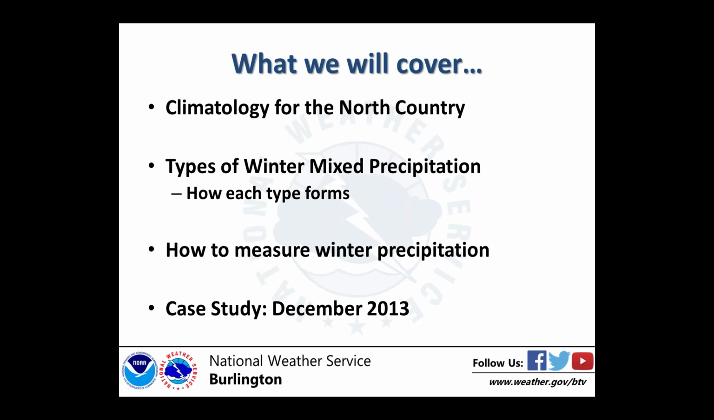So what we're going to cover is some climatology for the North Country, both snow and freezing rain, different types of winter precipitation and how each of these form, and then how to measure some winter precipitation. Then we're going to end on a case study which occurred a little less than 2 years ago. It was the December 21st, 22nd event of 2013.